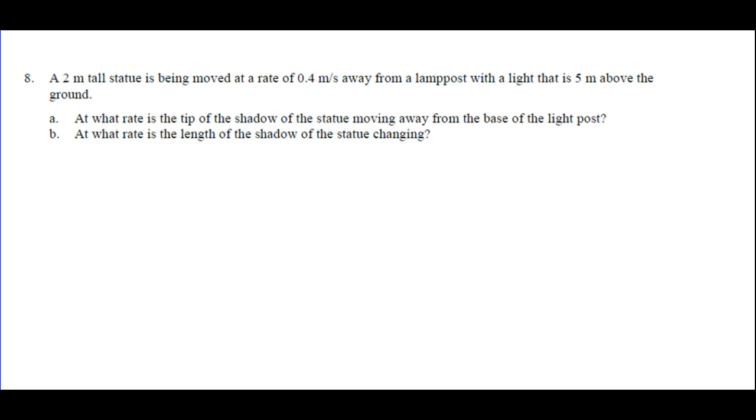What's next? A 2-meter tall statue is being moved at a rate of 0.4 meters per second away from a lamppost with a light that is 5 meters above the ground. At what rate is the tip of the shadow of the statue moving away from the base of the light post? So imagine you've got this statue and there's a light, and it's dark out, and there's a light post that's 5 meters high and you're pushing the statue. You know that its shadow is going to change. And so at what rate is the shadow moving, and then B, at what rate is the length of the shadow of the statue changing? It's going to require two different solutions. We're going to have two different diagrams when we go to work this out.